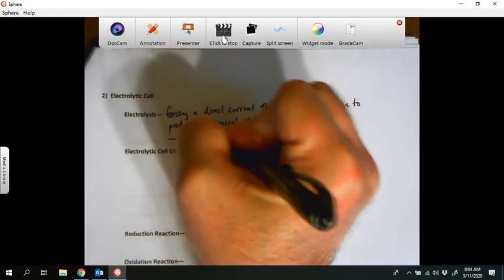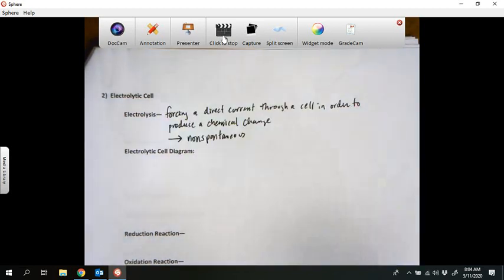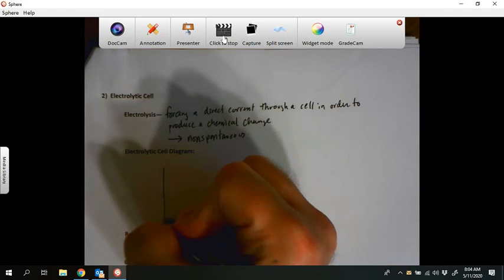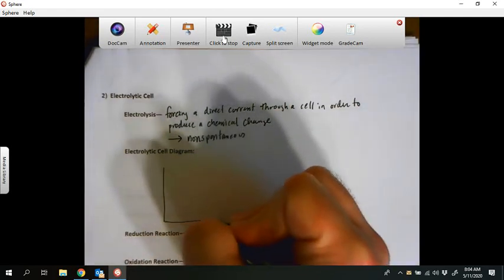non-spontaneous reaction. Before, we would have the chemical reaction taking place, and it would spontaneously generate electron flow, and that would be our electricity. This one is what happens if we put something in there. Well, we can use electricity to force a chemical change to happen that normally would not automatically happen. So we're just going to draw a little diagram here. This one looks a little bit different, and there's all different kinds.